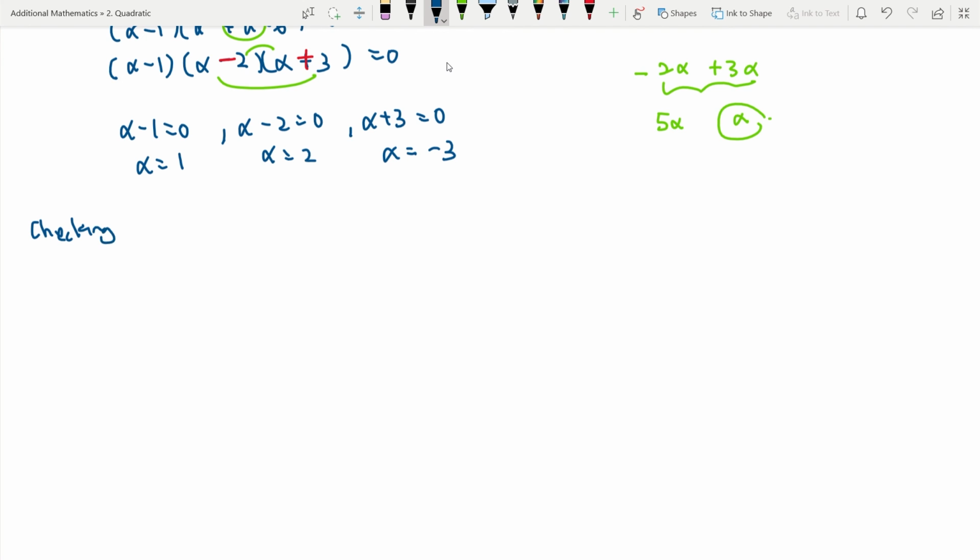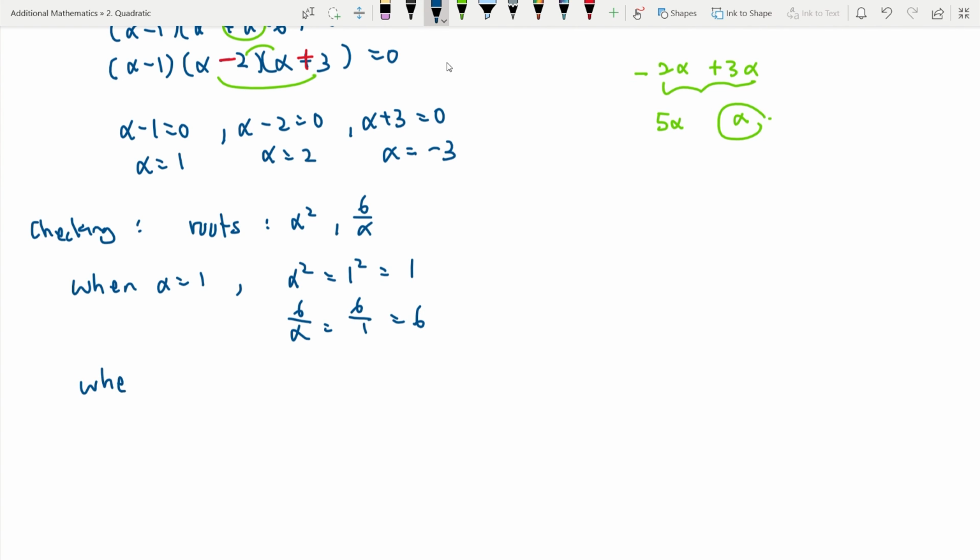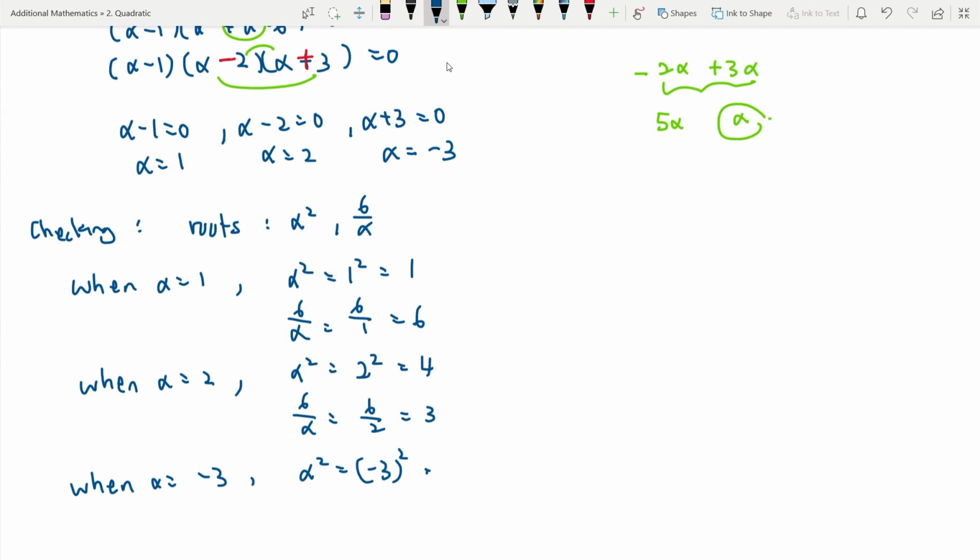Checking, the roots are alpha square and 6 over alpha. When alpha equal to 1, alpha square is equal to 1 square, which is 1. 6 over alpha will be 6 divided by 1, 6. When alpha equal to 2, alpha square is equal to 2 square, 4. And 6 over alpha will be 6 divided by 2, 3. When alpha equal to negative 3, alpha square is negative 3 square, 9. And 6 over alpha is equal to 6 divided by negative 3, negative 2.